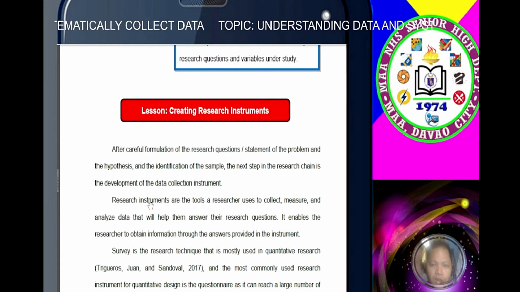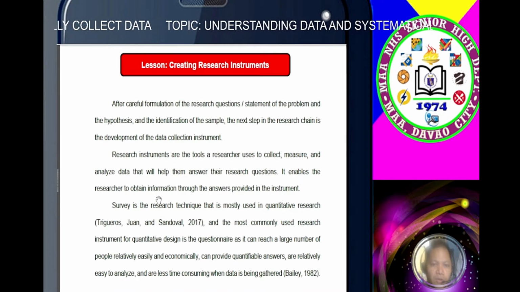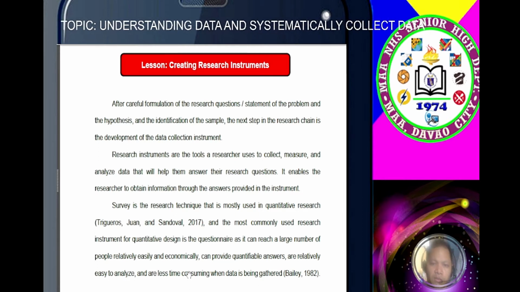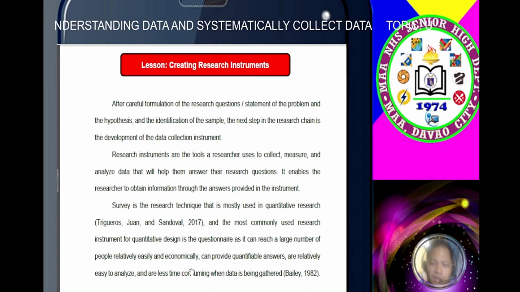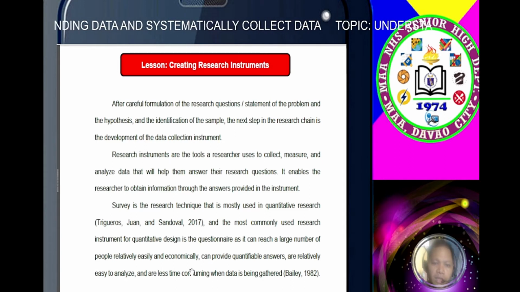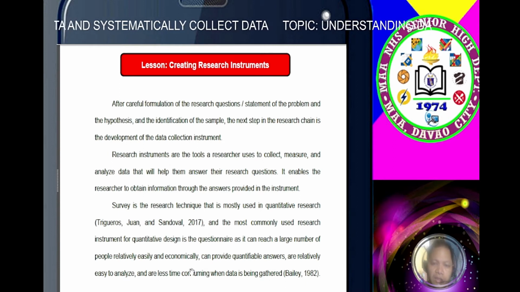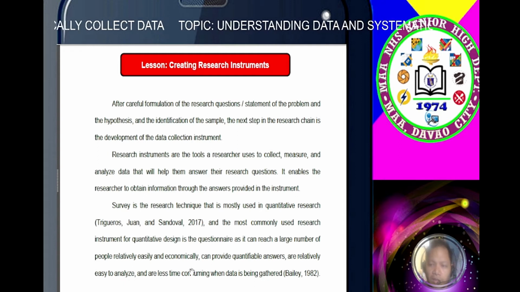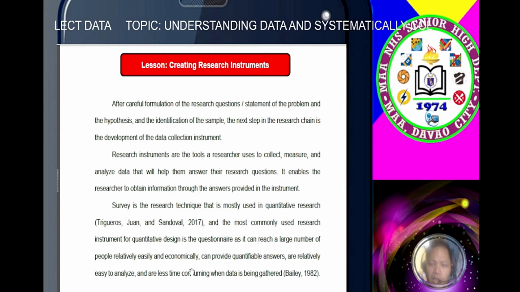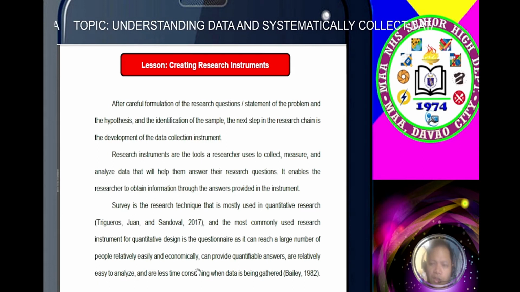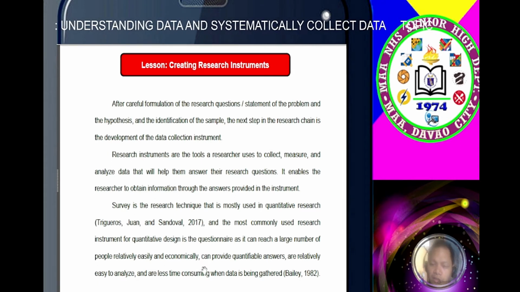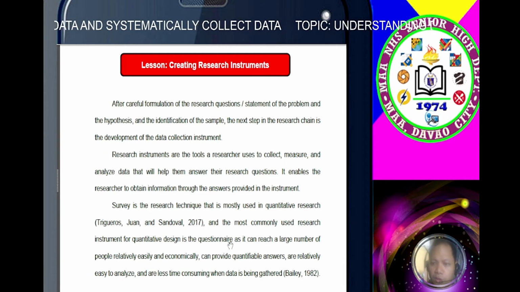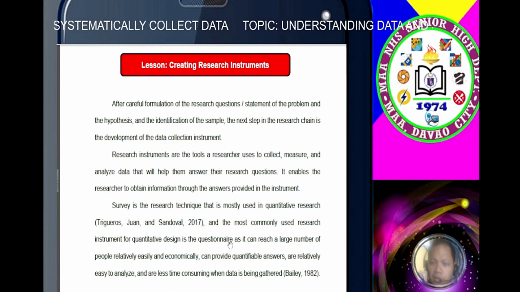So, creating research instruments. After careful formulation of the research question, statement of the problem and hypothesis, and identification of the sample, the next step in the research chain is the development of the data collection instrument. After you have made all the necessary things in Chapter 1, go back again to your research questions, because those questions are the basis for crafting your research instruments. Those questions are needed in your study, so you will answer them.